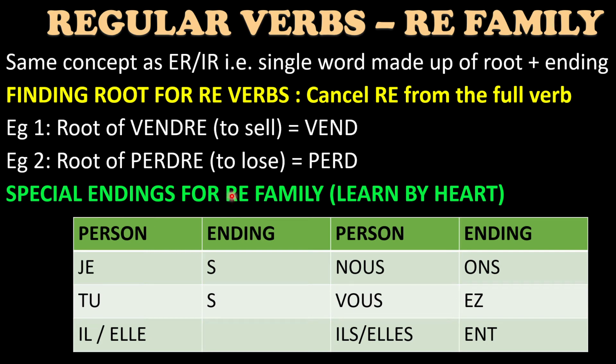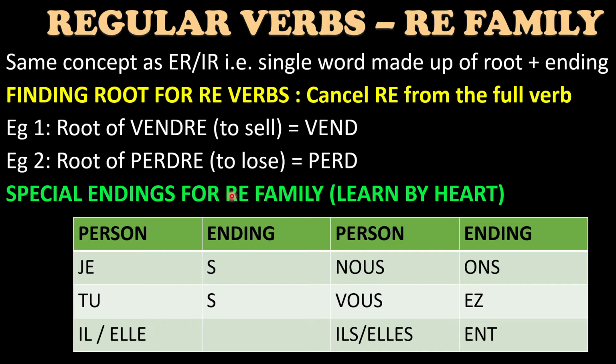For the 8th standard today, we'll be discussing the last family of regular verbs in French in the present tense, which is the RE family. We've already done the ER family, which is the most abundant family of verbs in French, accounting for, I would say, around 85-90% of the verbs. Then you have some from the IR family, which we've also done.